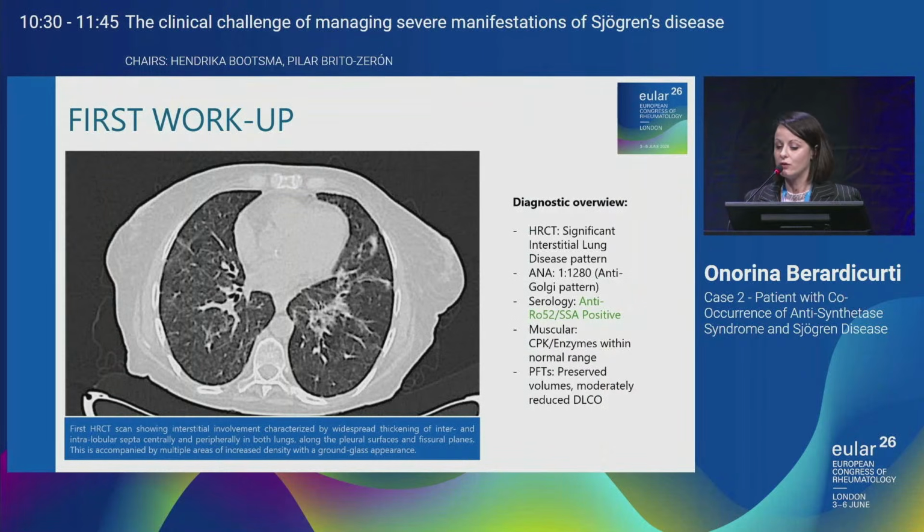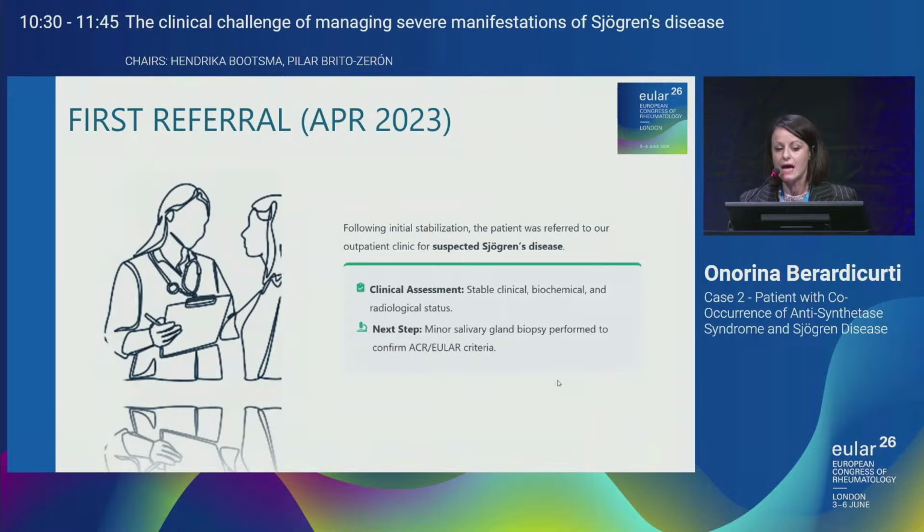She had also an increase in the inflammatory markers, but the muscular enzymes were within the ranges, and at the pulmonary function test, she presented with preserved volumes and only a moderately reduced DLCO. She was treated with antibiotics, together with corticosteroids, she improved, so she was dismissed, and actually she was referred to our unit in the outpatient clinic in April 2023.